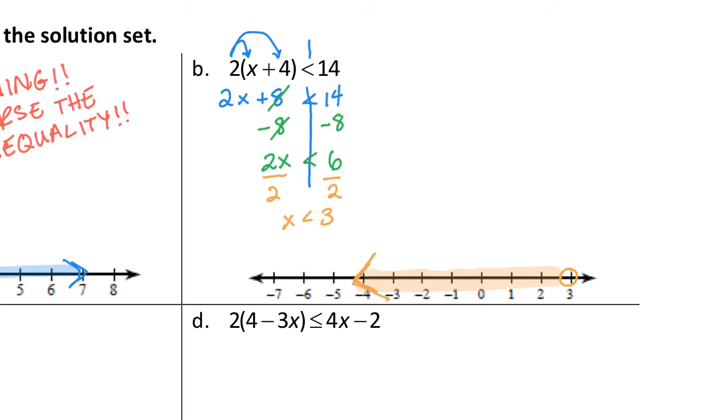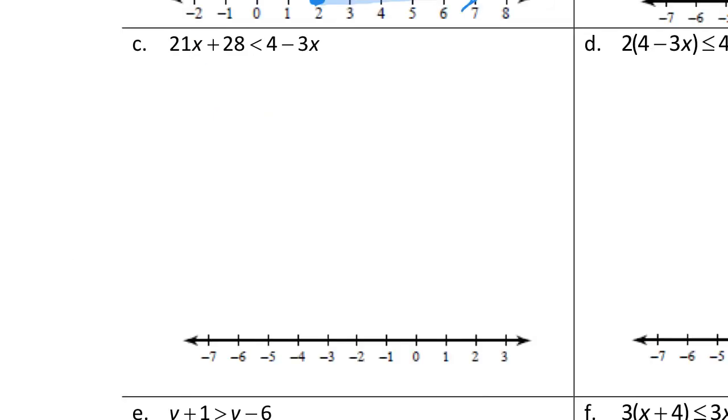All right, let's look at one more example that's a little bit more complicated. Example C here, there's my less than symbol. I'm going to inspect my two sides. I have 21x plus 28 on the left. I've got 4 minus 3x on the right. I can see I've got an x term, a 3x here, and a 21x here. Since this one is smaller, negative is always smaller than a positive, we're going to add 3x to both sides.